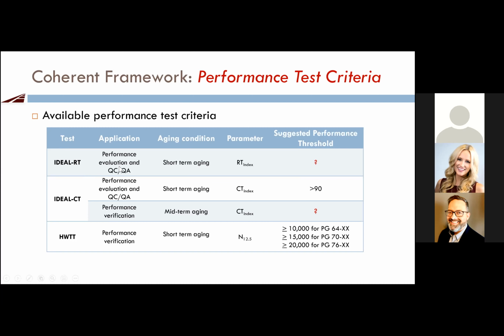For RT, we don't have the criteria yet, but for the CT, we do have the criteria: larger than 90 for this short term, 2 hours at compaction temperature. So always remember, when we're talking about the criteria, you always need to specify the aging protocol. And for the midterm aging, we don't know yet. That's what we have to figure out.